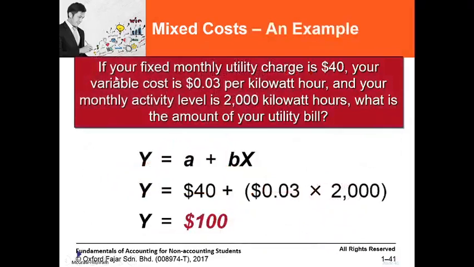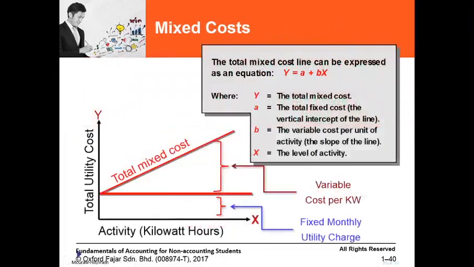For example, if your fixed monthly utility charge is 50 ringgit, your variable cost is 3 cents per kilowatt hour, and your monthly activity level is 2000 kilowatt hours, what is the amount of your utility bill? So Y equals 40 ringgit plus 3 cents times 2000 kilowatt hours, which equals 100 ringgit. So this is the 2000 kilowatt hours just now.